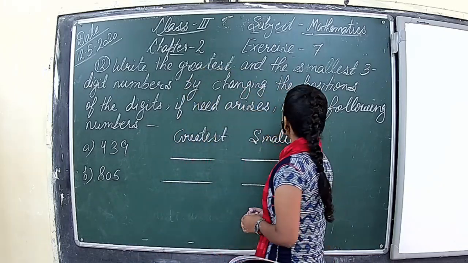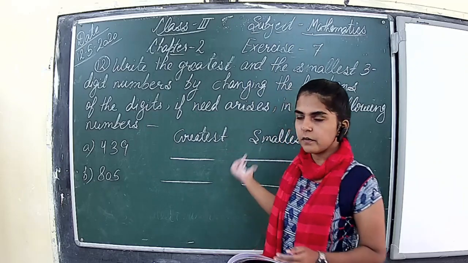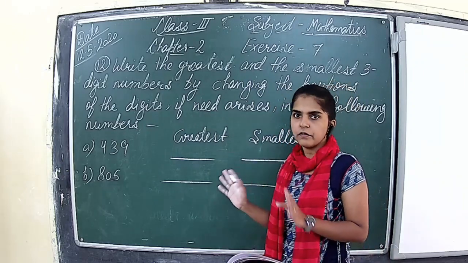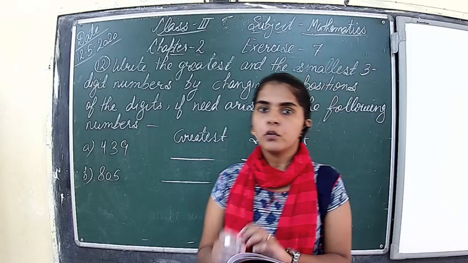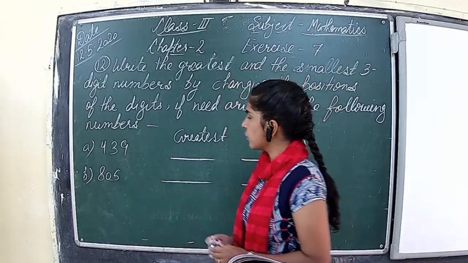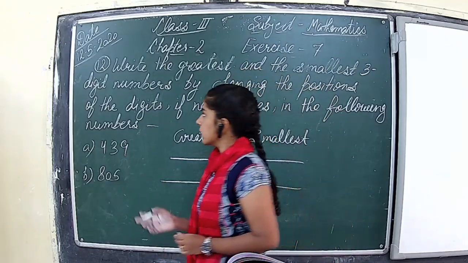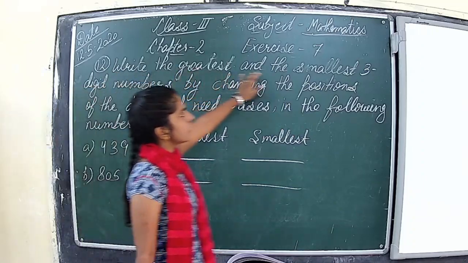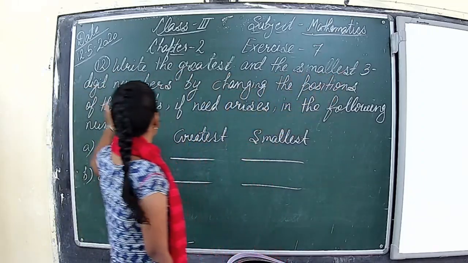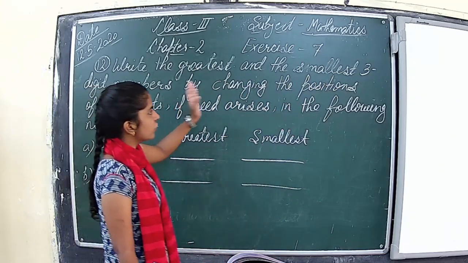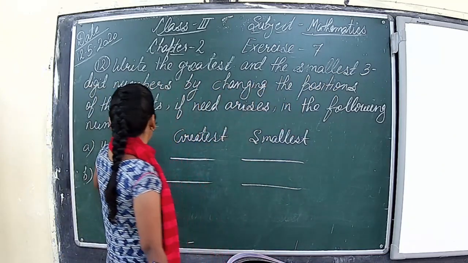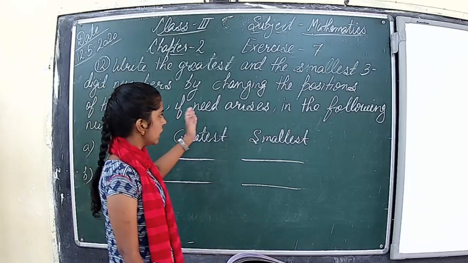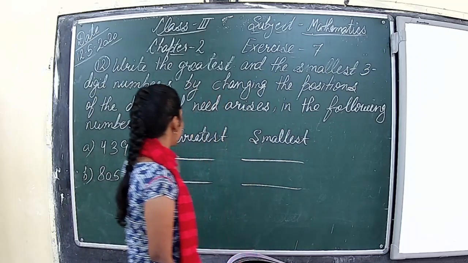In our previous class, we were doing exercise number 7 and up to question number 11 we have completed already. Today we will start from question number 12. Question number 12 is: write the greatest and the smallest 3-digit numbers by changing the positions of the digits if need arises in the following numbers.